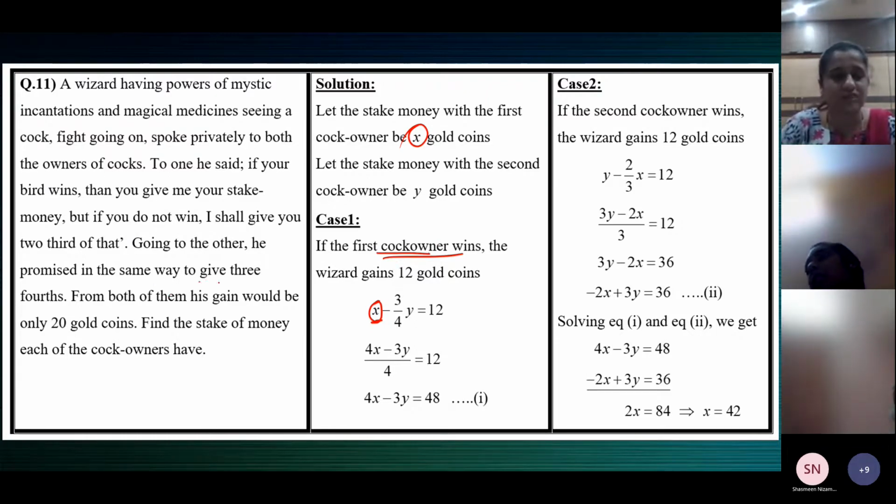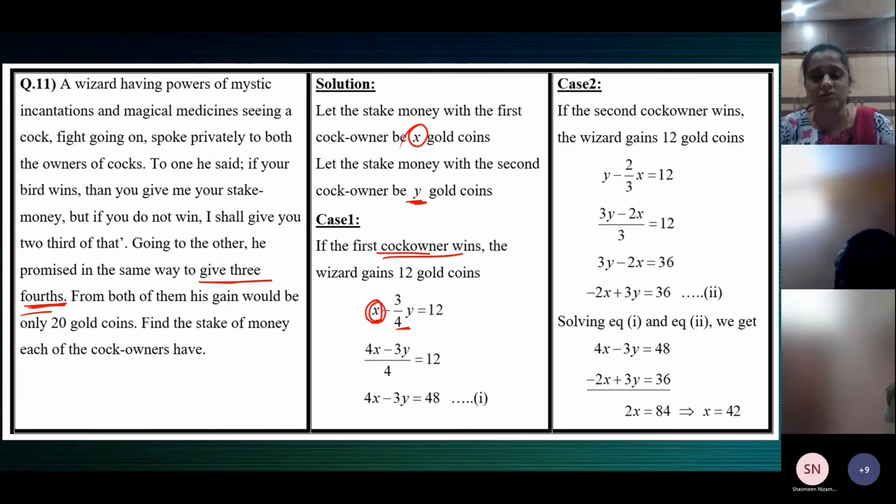He will give him 3/4 of that. If he loses, he'll pay 3/4. So minus 3/4 Y. Why 3/4 Y? Because he will give the second one 3/4 of his stake money. He'll get X gold coins from the winner, and he'll give 3/4 of the second cock owner's stake money. The second cock owner's stake money is Y. He'll give him 3/4 of Y.